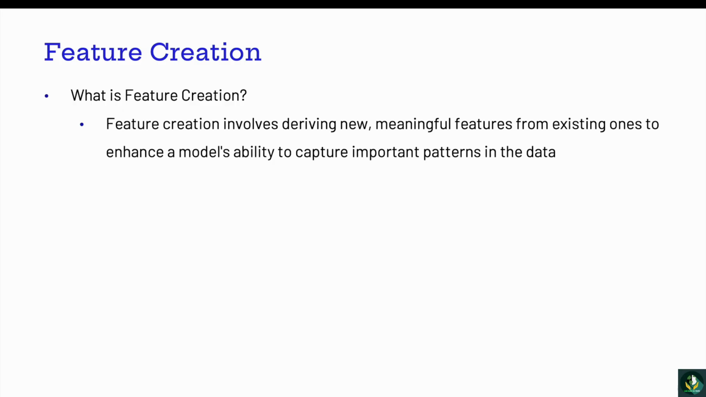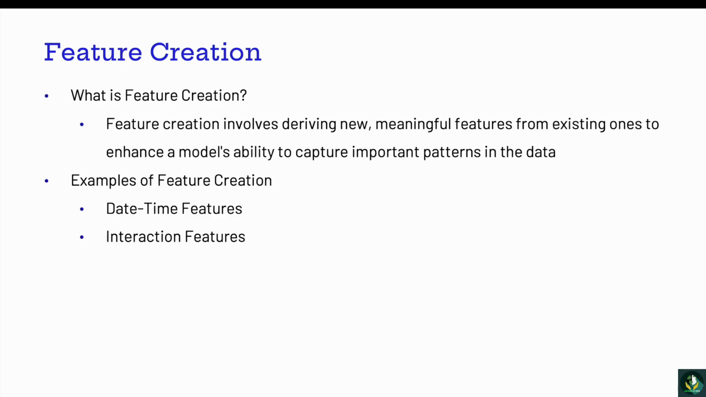Examples of feature creation involve, first, datetime features. It extracts specific components such as day of the week, for example Monday or Tuesday, month of the year, January, February, or year or quarter. The use case is predicting sales trends where seasonality is important.